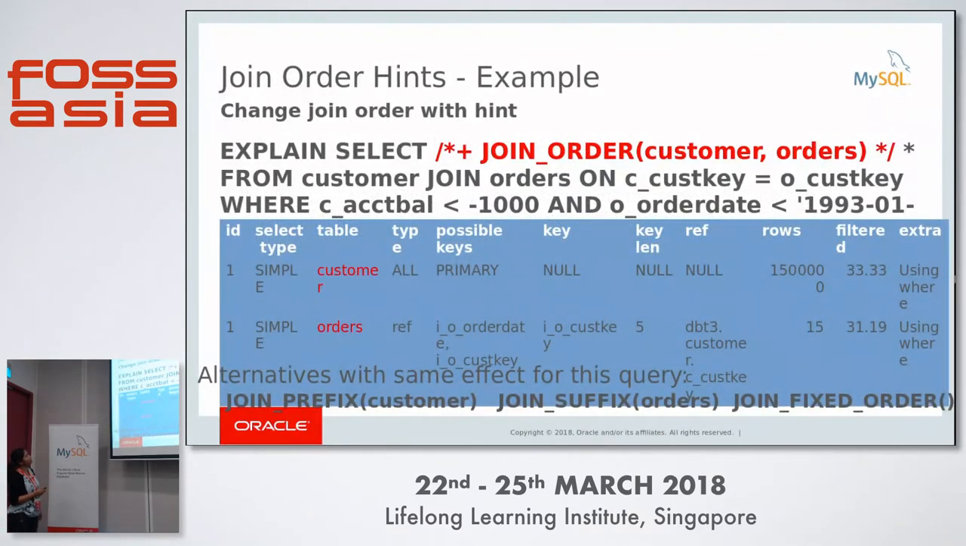What we have here is a select query which joins two tables. If you think that this is a join order that is preferable for you, you can mention in your query the join order, saying first the table should be customer and the second table should be orders. If there are plenty of tables in your query, you can specify that the prefix should be something and the suffix should be something, and then you can say fixed order, do not change anything about it. So that can be done.